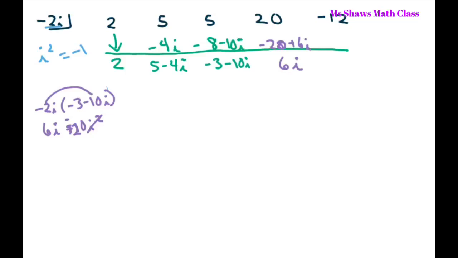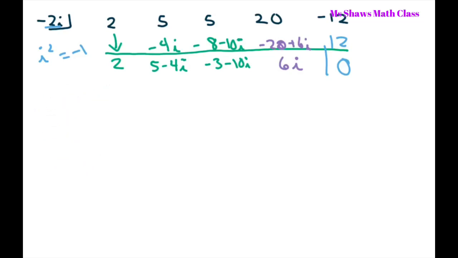All right, and finally, we're going to have negative 2i times 6i. That gives us negative 12i squared. Again, i squared is negative 1, so just change that to positive, and you get 0 here. All right, now we got to do this one more time with the other zero. And our other zero was 2i. So let's write that. I write the 2i here.